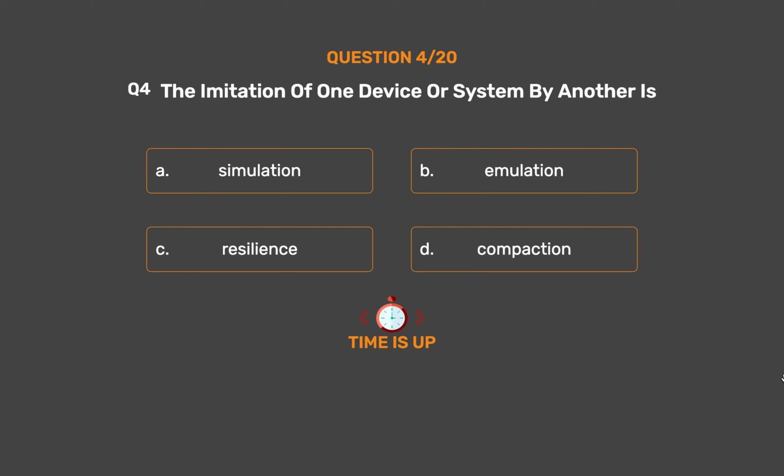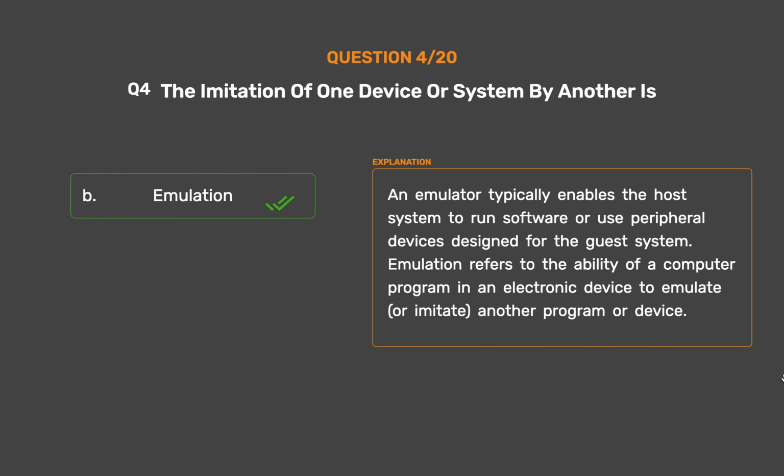The correct answer is Option B. Emulation. An emulator typically enables the host system to run software or use peripheral devices designed for the guest system. Emulation refers to the ability of a computer program in an electronic device to emulate or imitate another program or device.